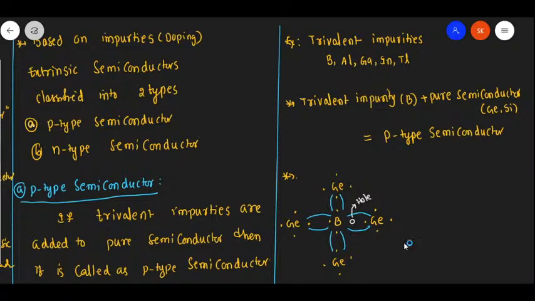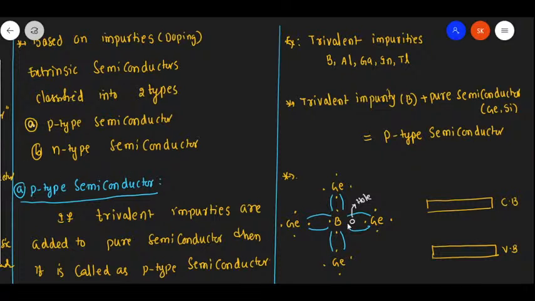Okay, and now we will draw the energy bands. This is the valence band, and this is the conduction band. The energy gap between the valence band and the conduction band is called the forbidden energy gap. Now let us see here.